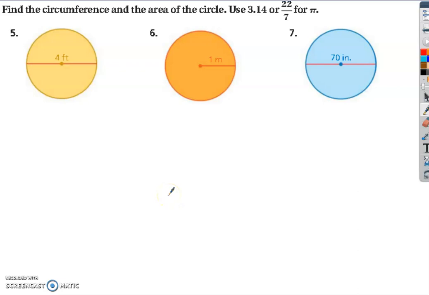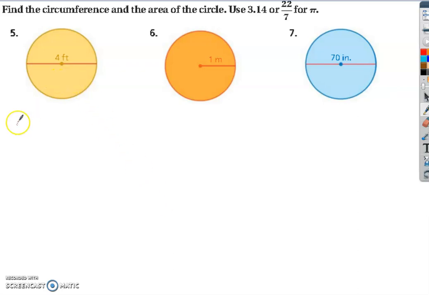These questions are combining 2 sections. The instructions say find the circumference and the area of the circle. Use 3.14 for pi. So 8.1 is circumference and 8.3 is area, and these are the sections combined together. The test is going to be very similar to this, where I'm going to give you the same circle and ask you to find the circumference and also the area.